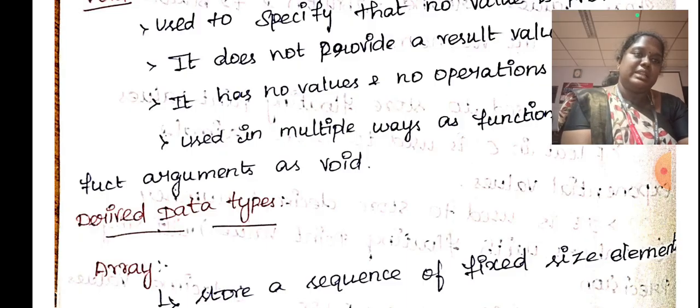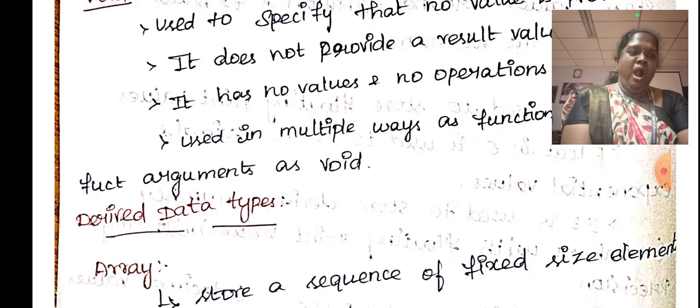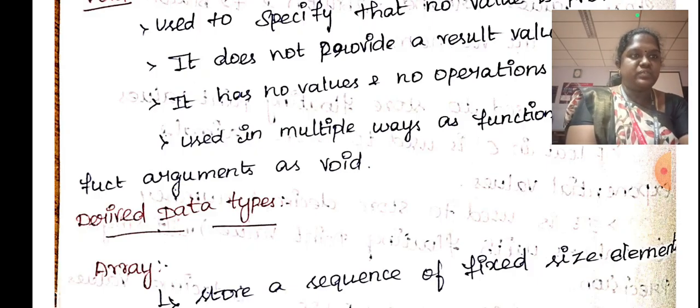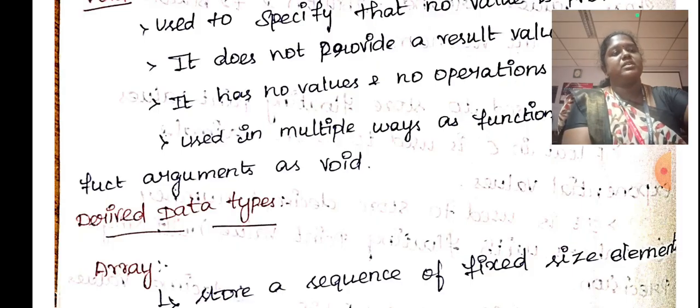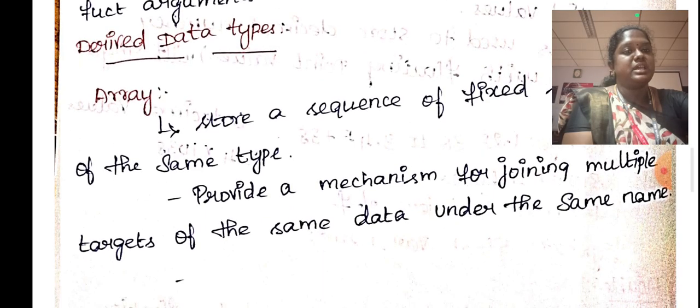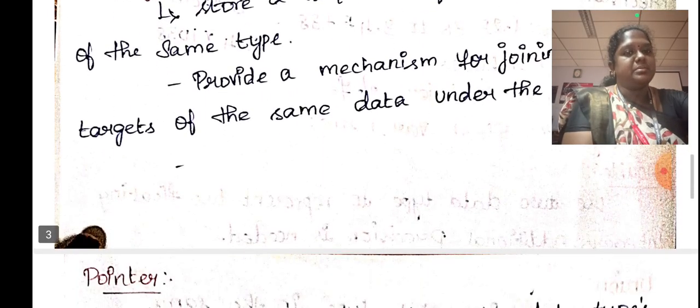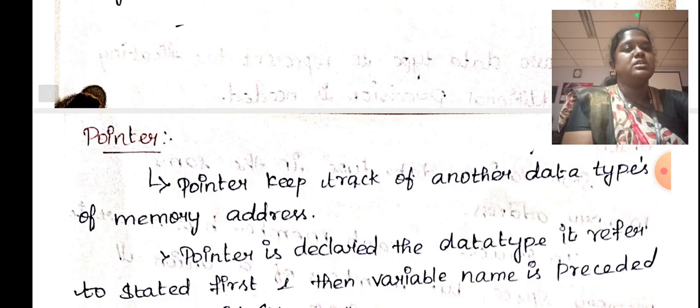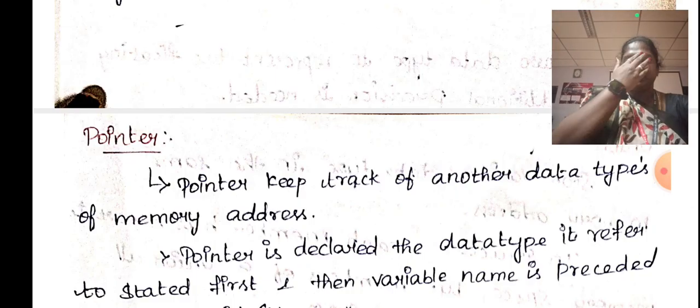Derived data type: array. Array is used to store a sequence of fixed-size elements of the same type. It provides a mechanism for joining multiple elements of the same data under the same name. Pointer keeps track of another data's memory address.